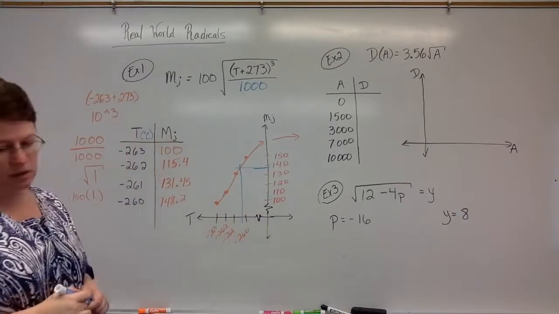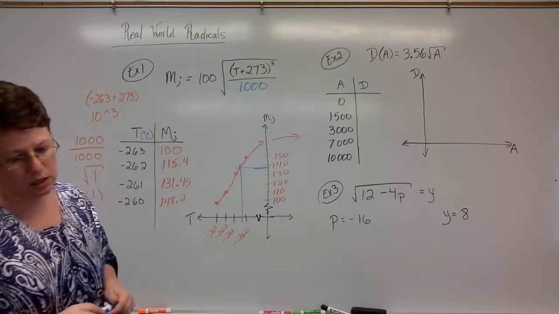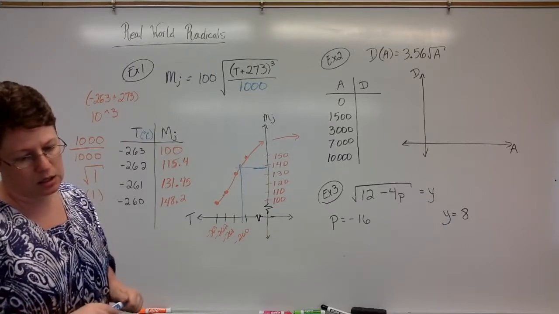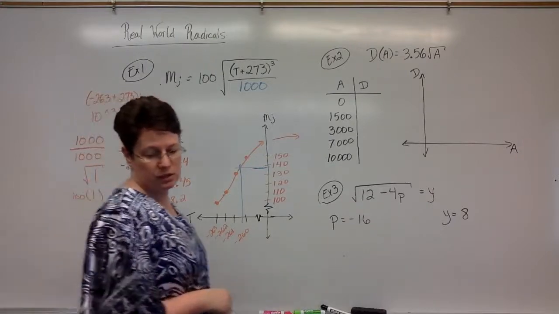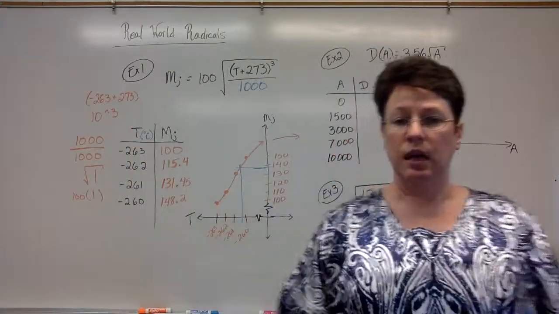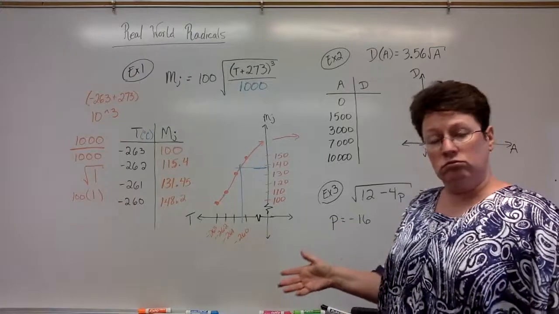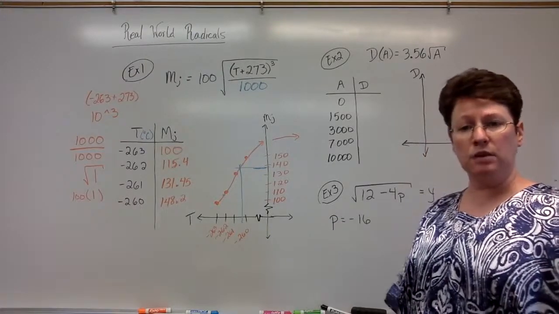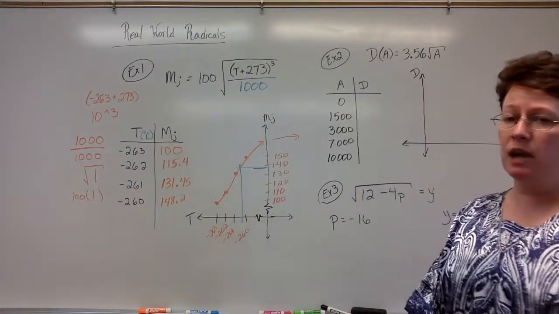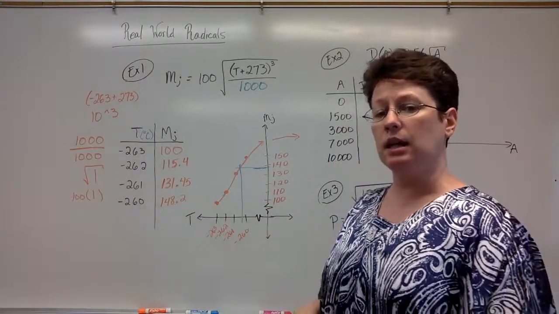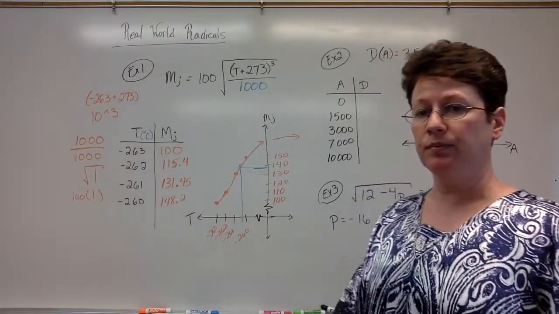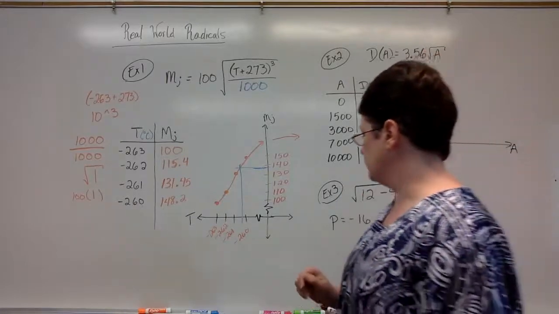Where would that be? Well, it's between negative 261 and negative 260. That's an approximation. Now, we could solve it algebraically, and if you want to do that, that's fine, but we'll get into that in a later lesson, okay? Let's do 2 more examples.